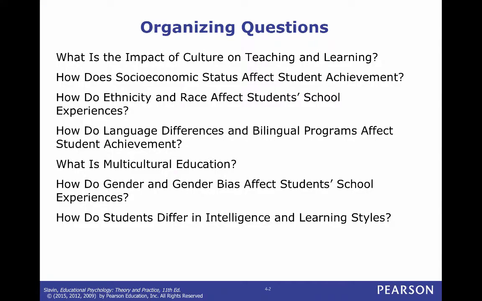The organizing questions for this chapter are the impact of culture on teaching and learning, and we're also going to look at how socioeconomic status affects student achievement. How do ethnicity and race affect student school experiences? And how do language definitions and bilingual programs affect student achievement? We're also going to look at what multicultural education is, and then gender and gender bias and how that affects students' school experiences. And then, how do students differ in intellectual and learning styles? So this chapter is pretty much all about the diversity of students as a whole.